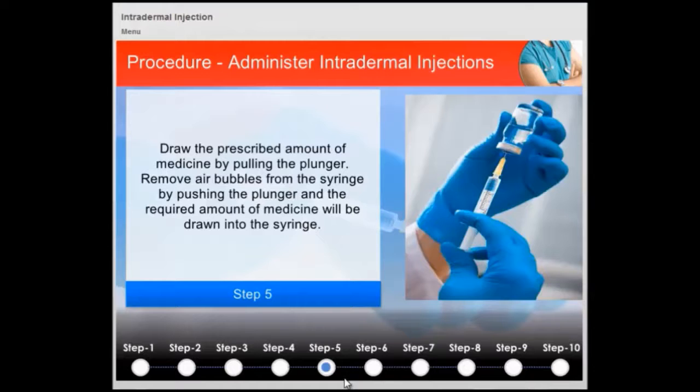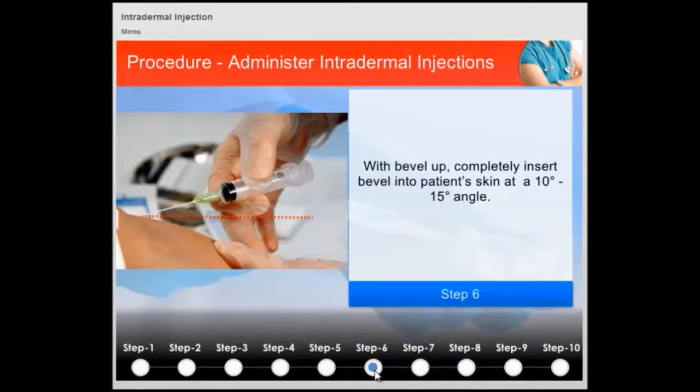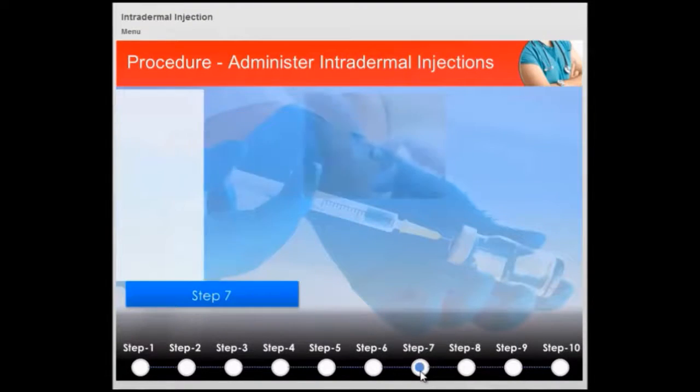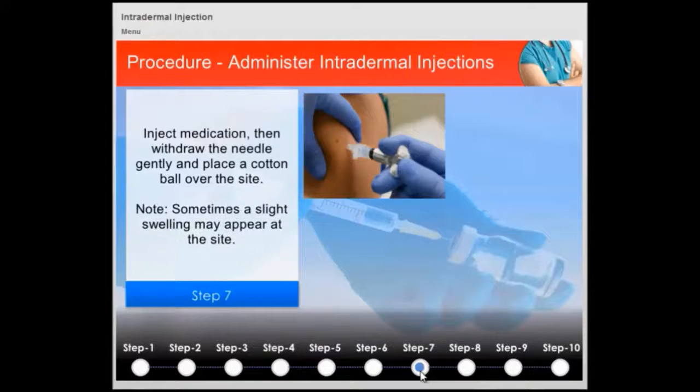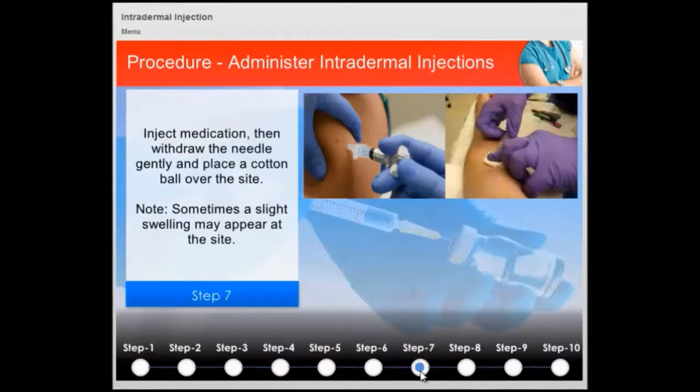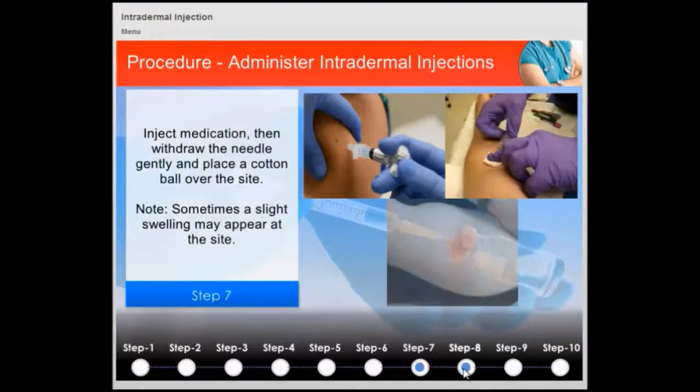5. Draw the prescribed amount of medicine by pulling the plunger, then remove air bubbles from the syringe by pushing the plunger, and the required amount of medicine will be drawn into the syringe. 6. With bevel up, completely insert bevel into patient's skin at a 10 to 15 degree angle. 7. Inject medication, then withdraw the needle gently and place a cotton ball over the site. Sometimes a slight swelling may appear at the site.